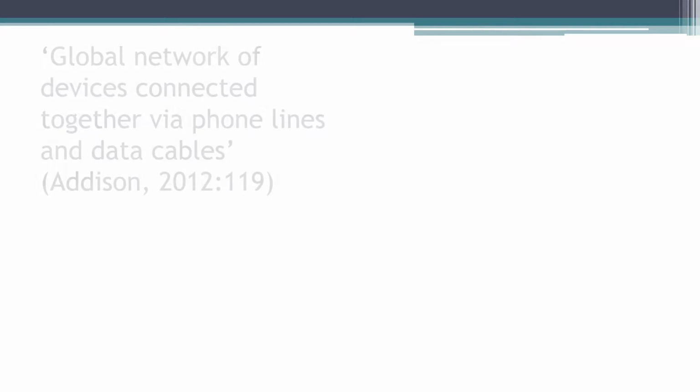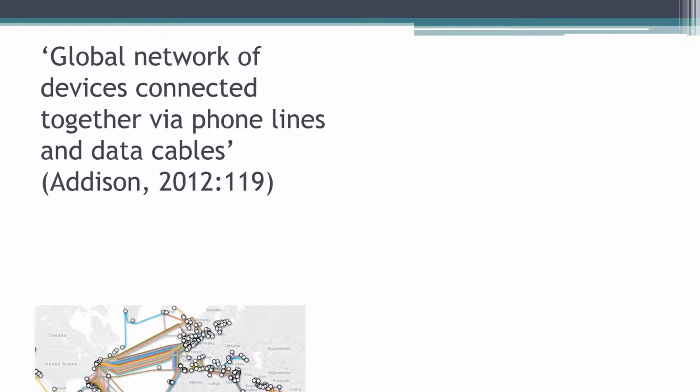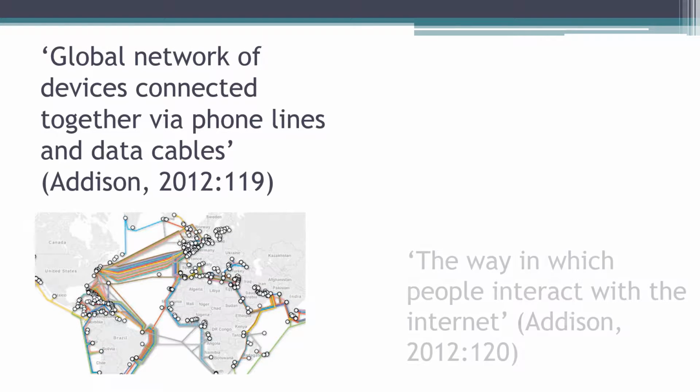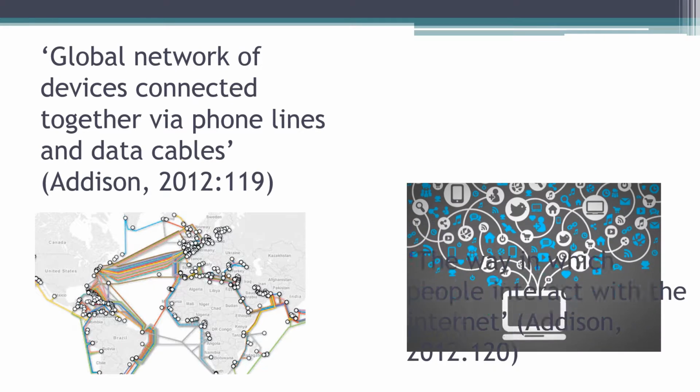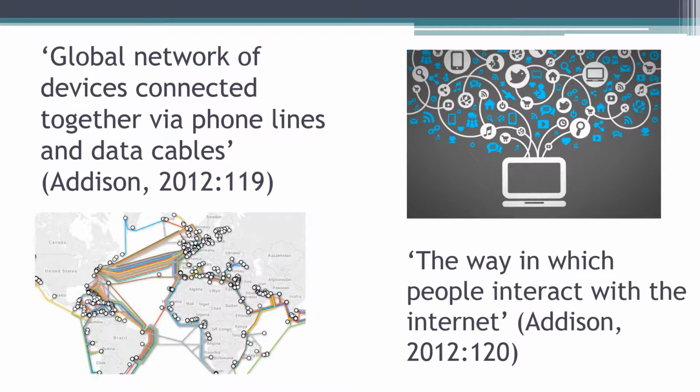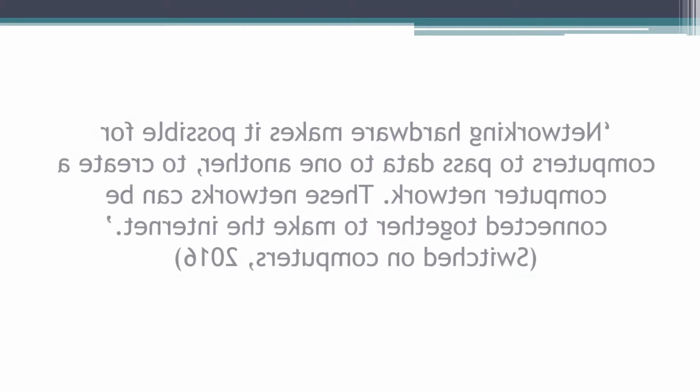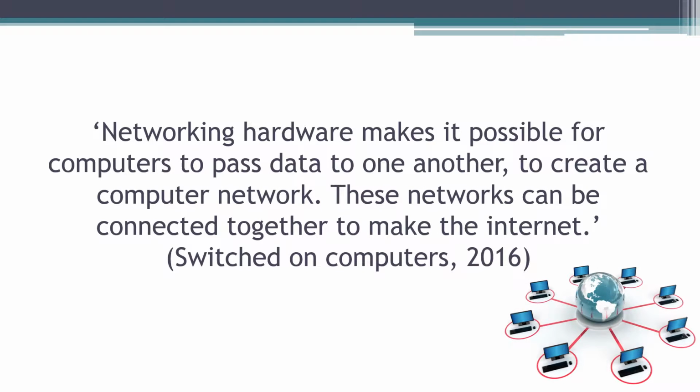Addison defines the internet as a global network of devices connected together via phone lines and data cables, whereas the web is the content on the internet and is defined as the way in which people interact with the internet. Networking hardware makes it possible for computers to pass data to one another to create a computer network. These networks can be connected together to make the internet.